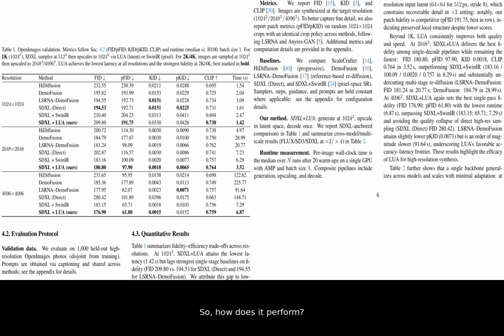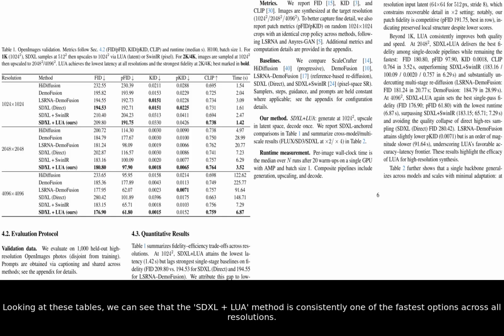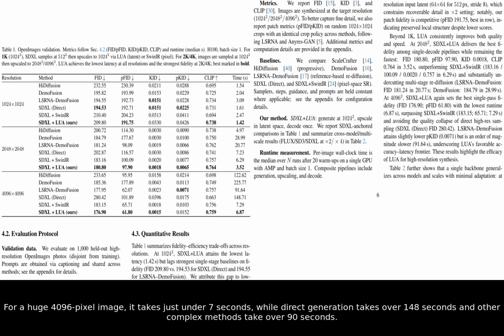So, how does it perform? The results are fantastic, especially for very large images. Looking at these tables, we can see that the SDXL plus LUA method is consistently one of the fastest options across all resolutions. For a huge 4096 pixel image, it takes just under 7 seconds, while direct generation takes over 148 seconds and other complex methods take over 90 seconds.